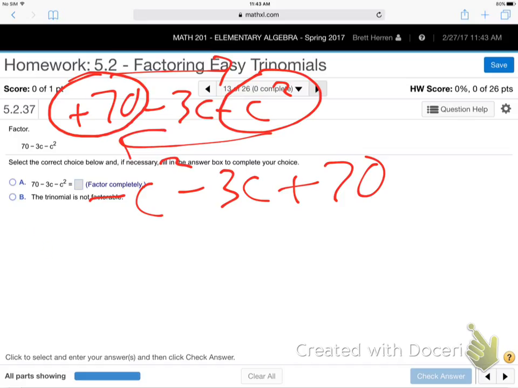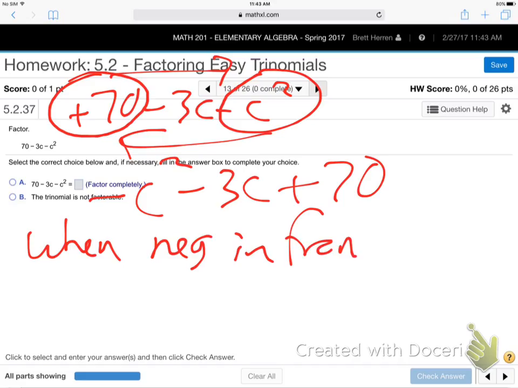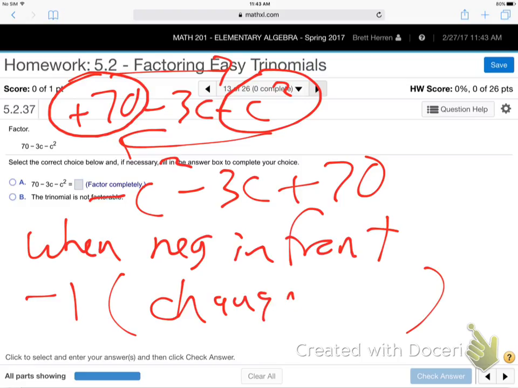Now, when there's a negative in the front, do a minus 1 and a big parenthesis, and change all the signs.